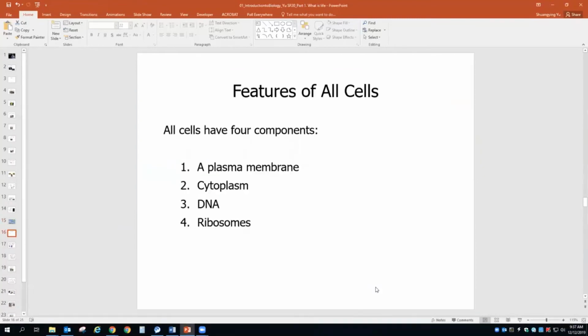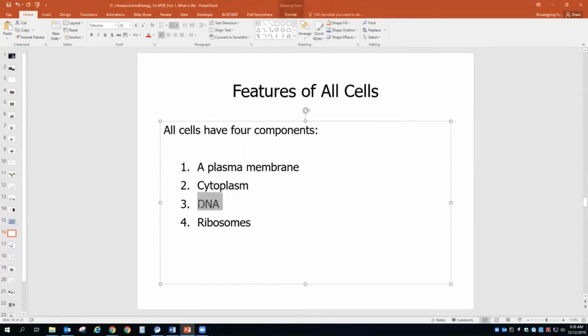So we're going to move on to cells. We're going to just talk about, real quick, some of the features of cells. All cells should have these four structures: plasma membrane, which defines the boundary of the cell and separates the inside from the outside. Cytoplasm, the semi-fluid, sticky substance in the cell, right? It makes up most of the cell. It provides volume.